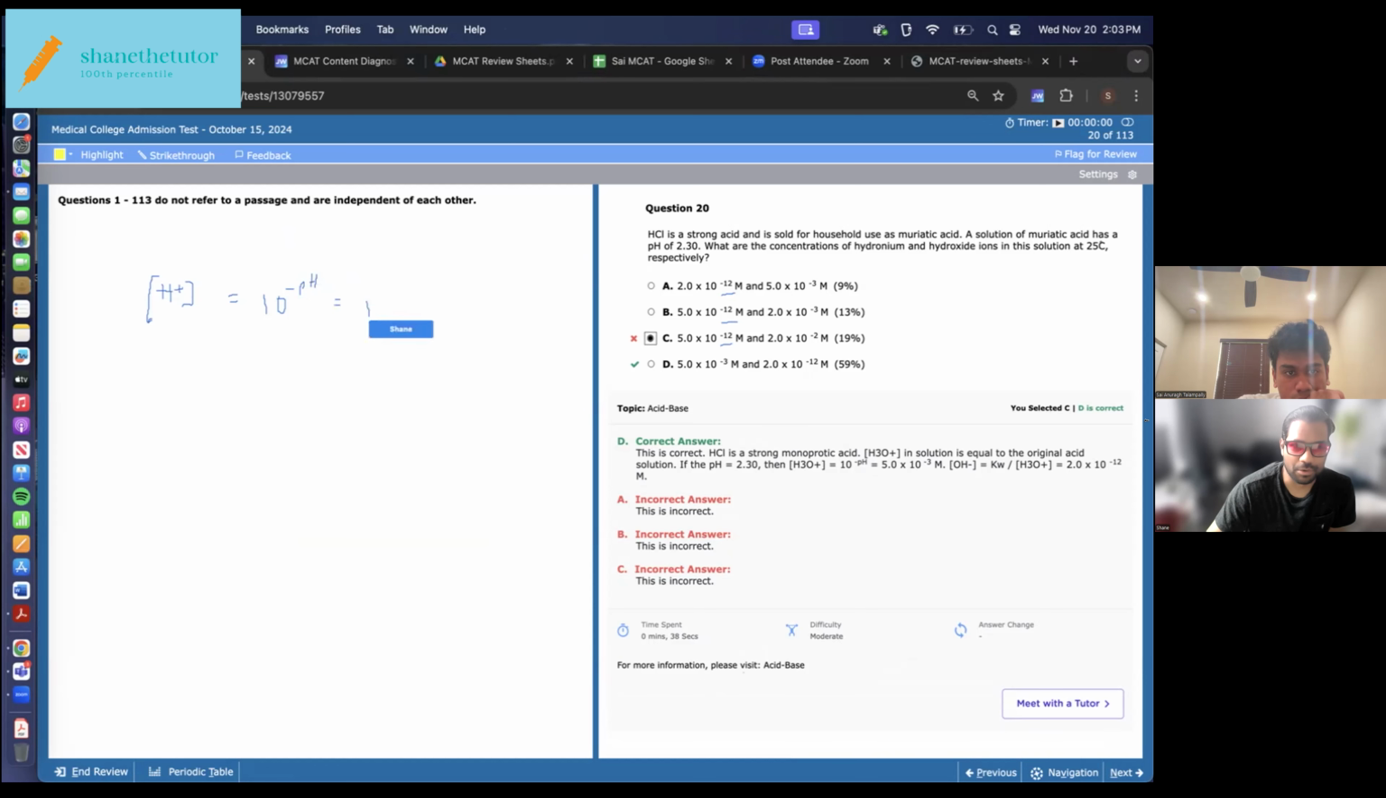So in this case, it would be 10 to the negative 2.3. But then, how did they get the five in this thing here? So now, if we start with 5e negative 3, a shortcut, because you're going to do the net. So this is the hydronium concentration.